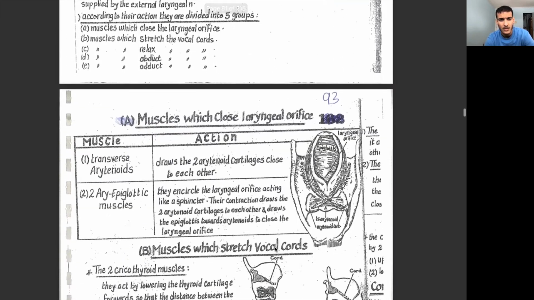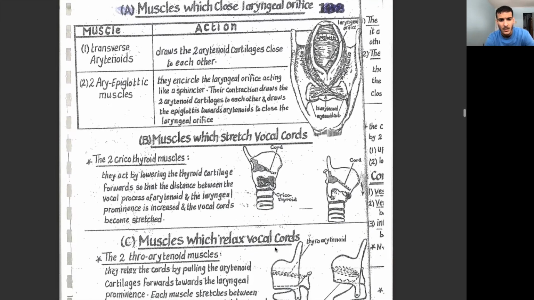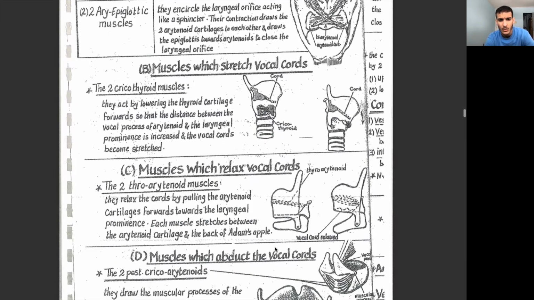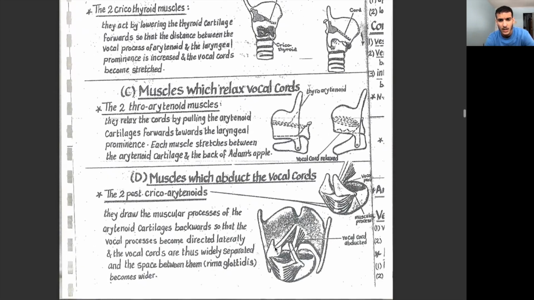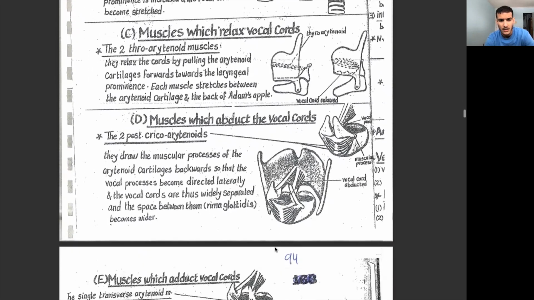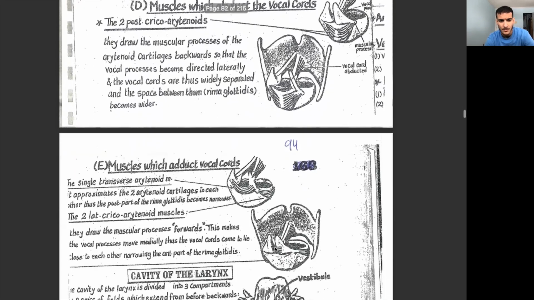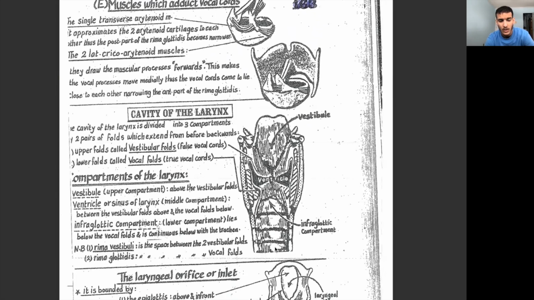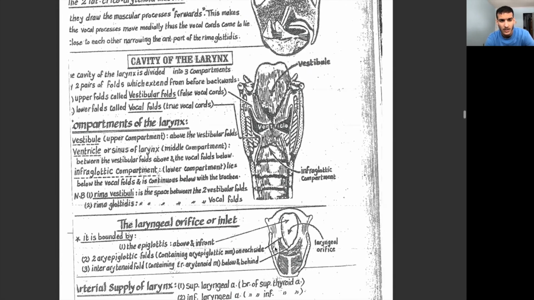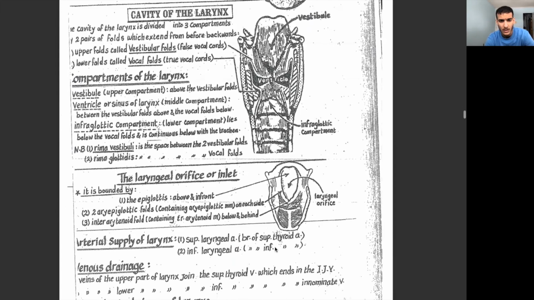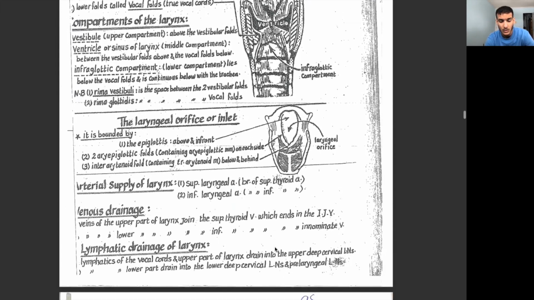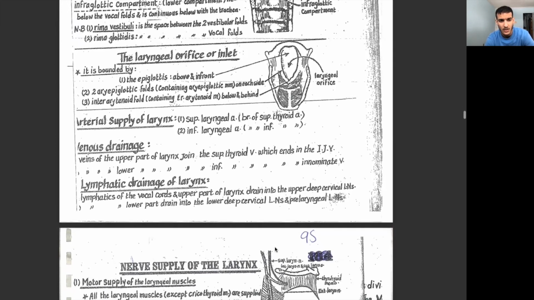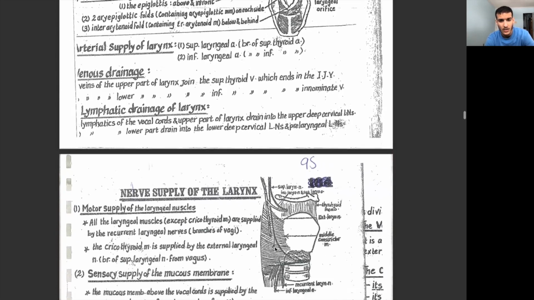So the actions of them: stretch vocal cords, relax them, abducts, adducts, and then the cavity, which is the laryngeal cavity made up of the vestibule, infraglottic, the ventricle, or like the middle part, the orifice that is closed by the epiglottis. Then you have the laryngeal arterial supply, venous drainage, lymphatic drainage, the nerve supply.